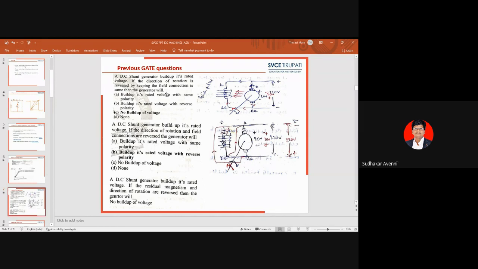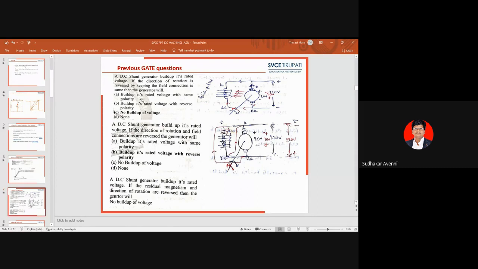But here, if the direction of rotation is reversed by keeping the field connection the same, only the rotation of the generator changes to the opposite direction. Opposite direction means the residual flux built up in the armature winding is opposite to the shunt field winding. Then the resultant flux decreases, and there will be no buildup of voltage at the armature terminals. So that's why option C is the right option.